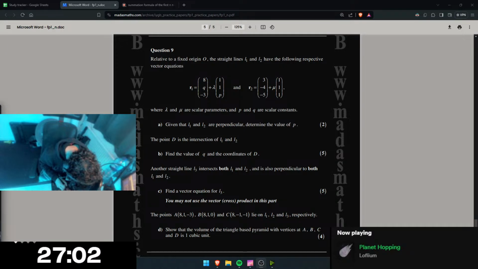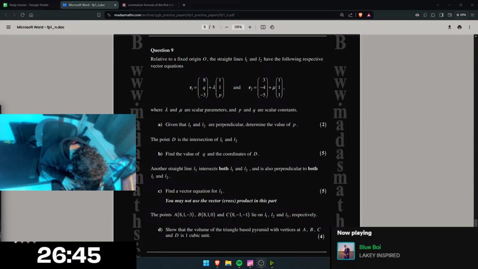Let's just equate these. So 8 plus lambda equals 3 plus mu. -3 minus 2 lambda equals -5 plus mu. And this implies that lambda minus mu equals 3 minus 8 minus 5. This implies that -2 lambda minus mu equals -2, and then we just solve simultaneously.